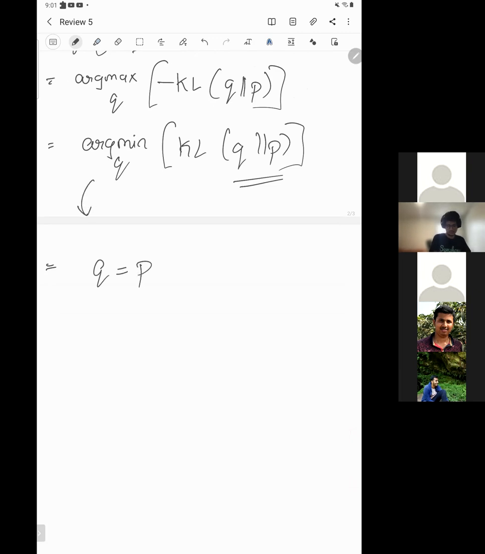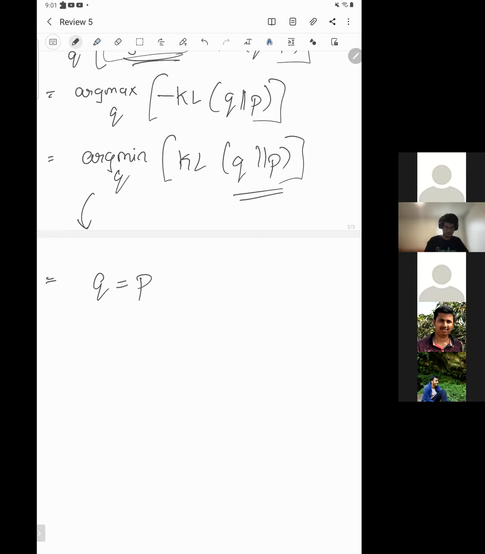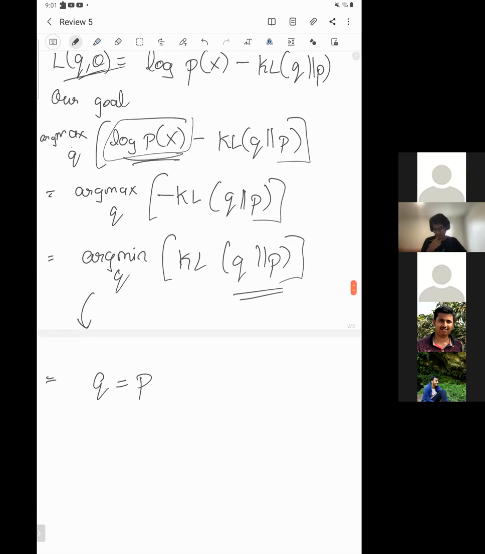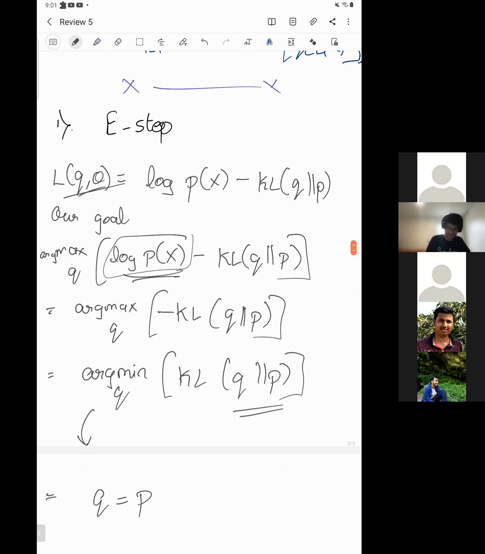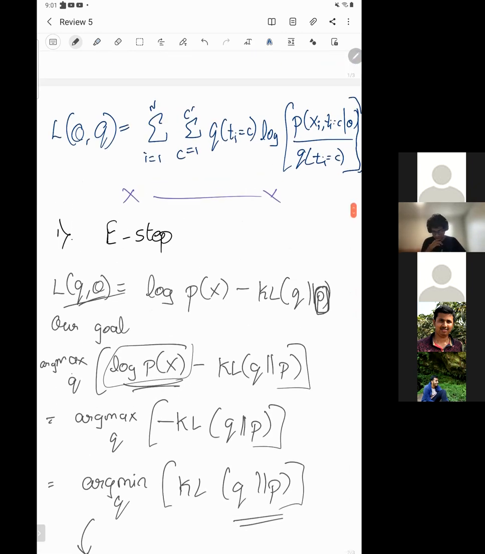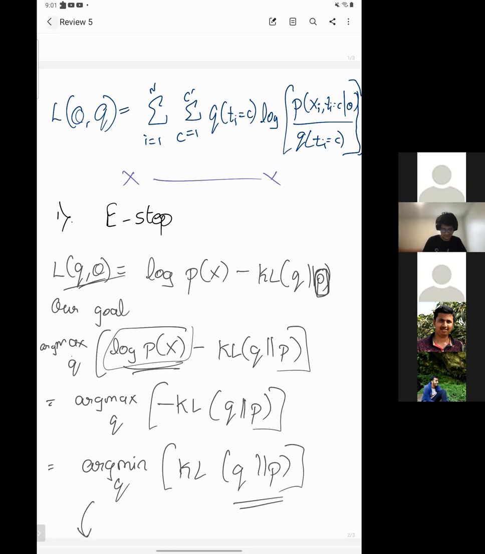So the solution comes out to be setting Q equal to P. And what is P here? This P is a shorthand notation. What does P represent here? Isn't that the probability of the marginal likelihood? No, it's the posterior distribution conditioned on the latent variable, right? Latent space. Yes, perfect.